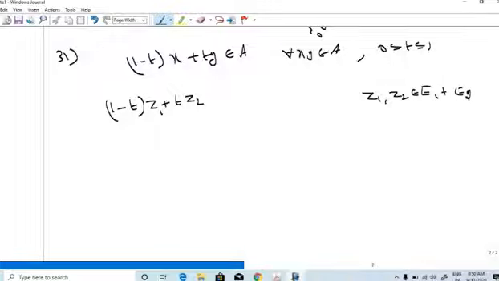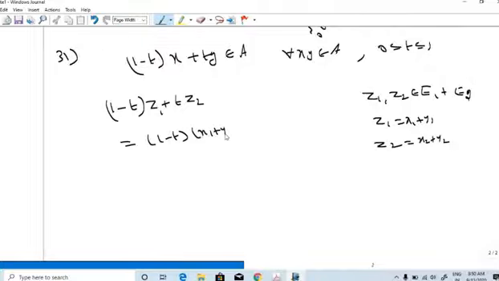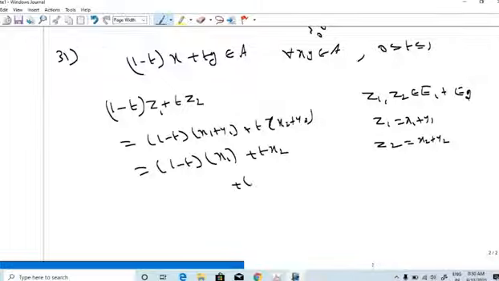Therefore, z1 is of the form x1 plus y1, and z2 is of the form x2 plus y2, where x1, x2 are in E1 and y1, y2 are in E2. Therefore, (1 minus t) times (x1 plus y1) plus t times (x2 plus y2). Now simplify this: take (1 minus t) times x1 plus t times x2, again plus (1 minus t) times y1 plus t times y2.